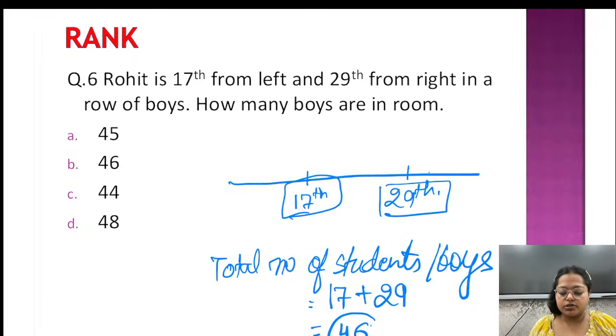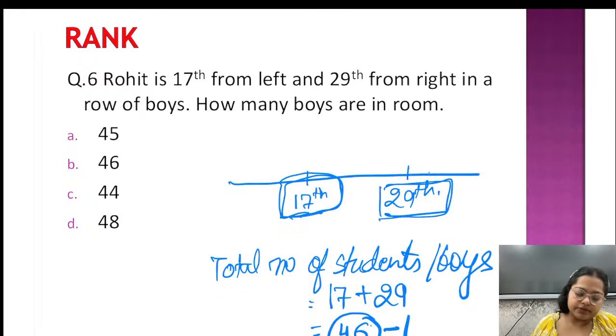Okay, but one thing: the same person ranks twice, at the starting and at the bottom, but the person is only one, so we have to minus 1 from it. So the answer would be 45. Option A is the correct answer.